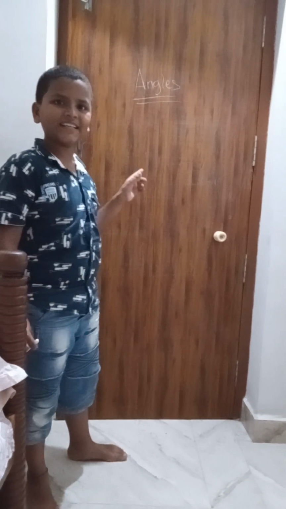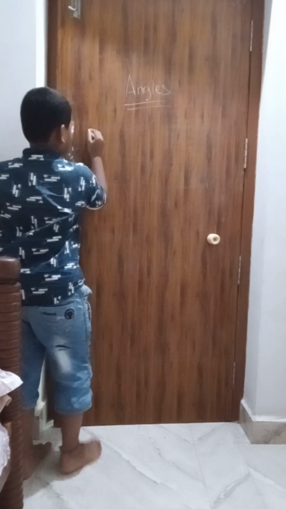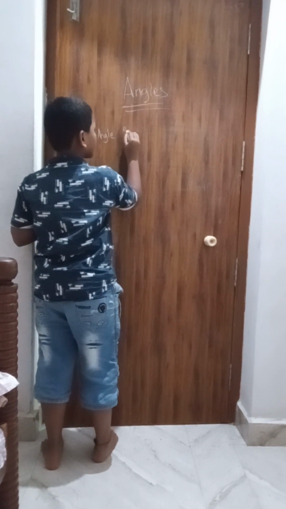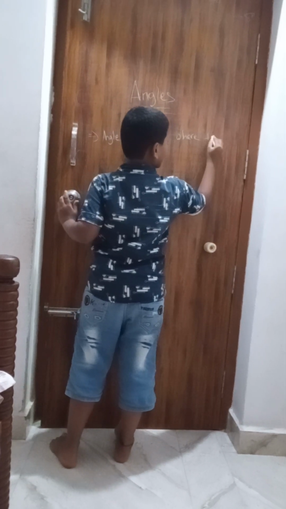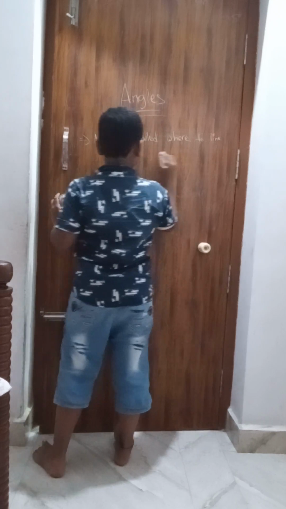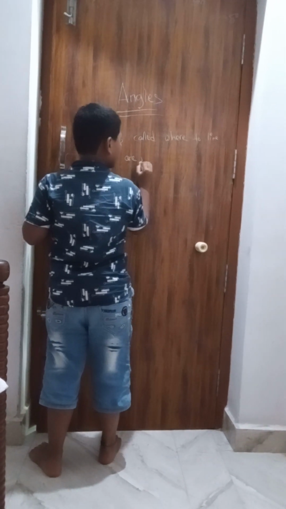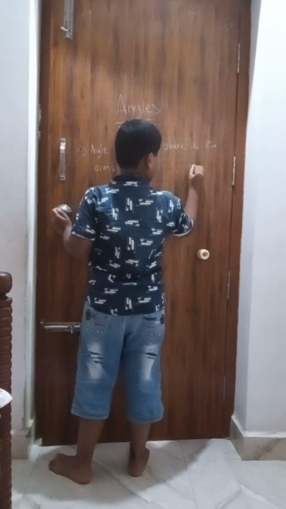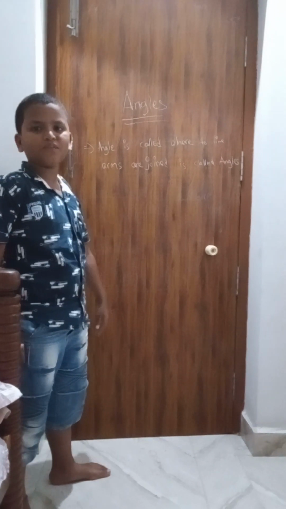Friends, today our topic is angles. Angle is nothing but a place where two lines or arms join. This is the definition for angles.